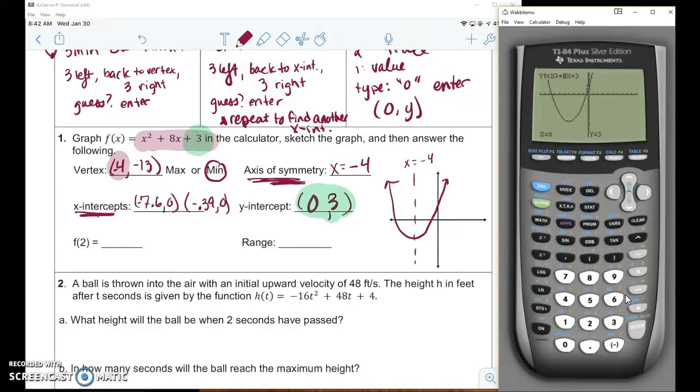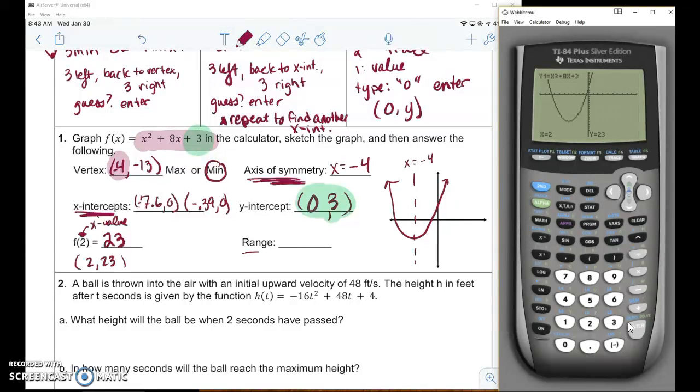F of 2 equals, whenever we have a number in function notation that's in the parentheses, this is always our x value. So since we know a value, we are again going to go second, trace, value. We type in our x value of 2, enter, and we get that means y is 23. So when x is 2, y is 23, or as an ordered pair, this would be 2, 23.